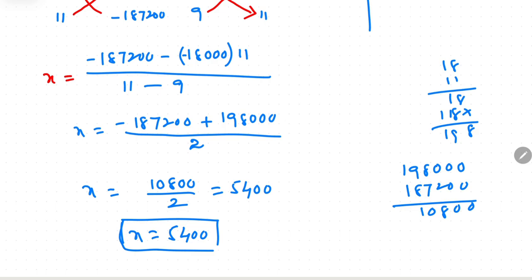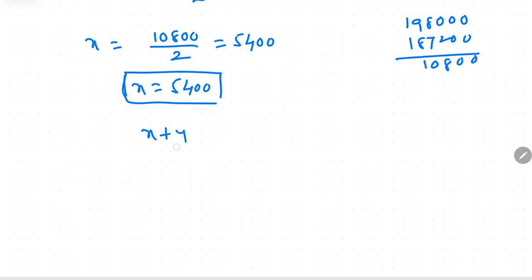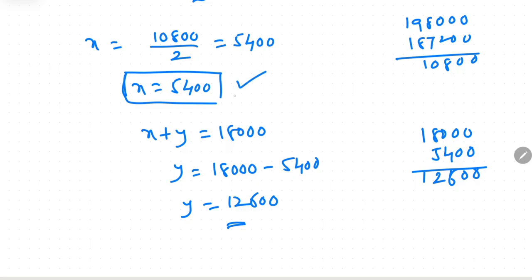To get the cost of the chair, x plus y is equal to 18,000, so subtract 5,400. So y is equal to 18,000 minus 5,400, which is 12,600. So it is the cost of a chair, and this is the cost of the table. Thank you.